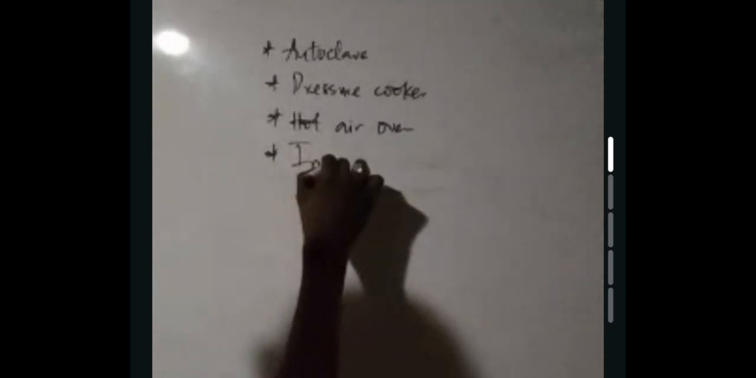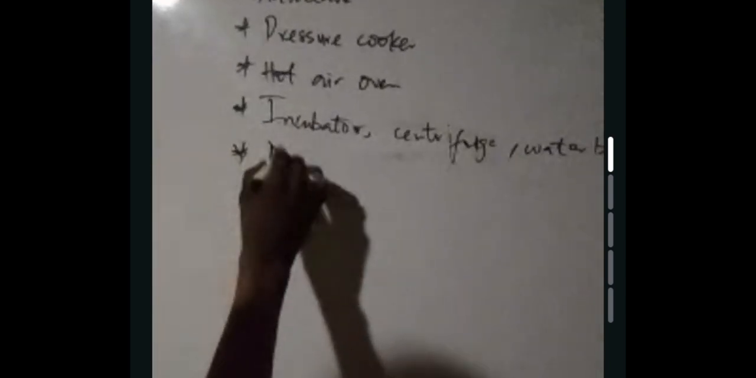The pressure cooker, the hot air oven, the incubator, centrifuge, and the water bath. I think we can stop here for this.